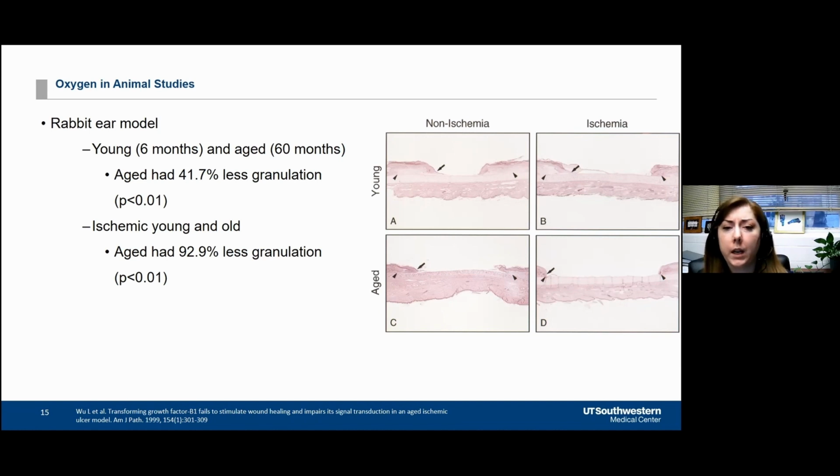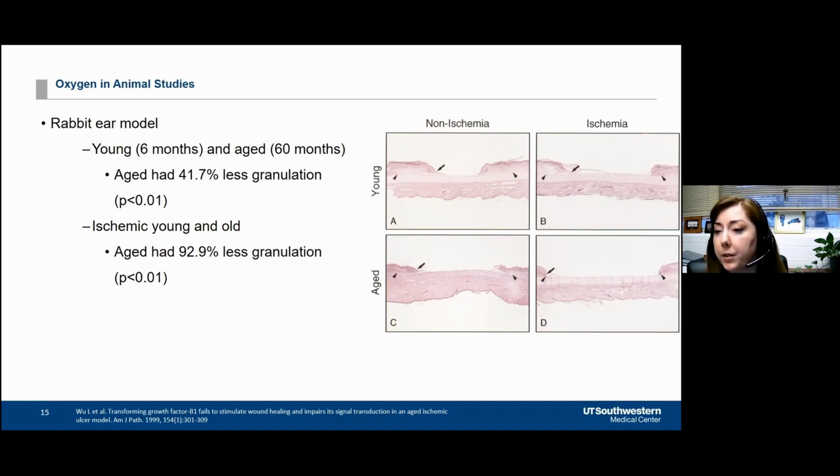But then they said, okay, if that's the case, does ischemia basically change that difference at all? So they redid this in an ischemic model, which, in order to induce this in animals, they basically dissect out and tie off a vessel that feeds the area of concern. So they redid this again using an arrow. You can see on B compared to D.